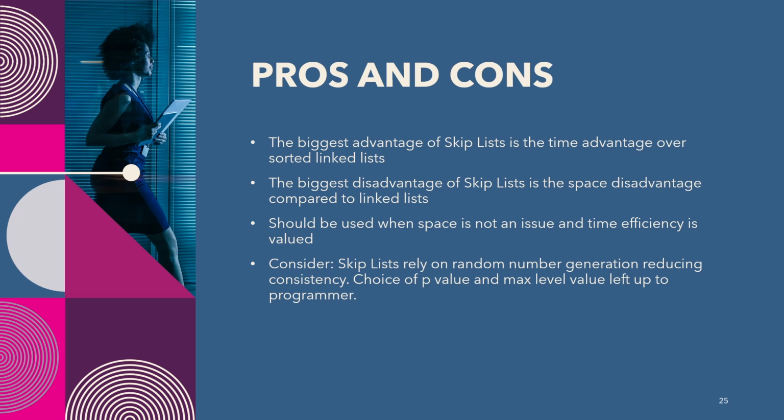Apart from that, some things to consider about the implementation of skip lists is that it relies on random number generation when deciding how many levels to insert a node into. So it's not going to be consistent, and we saw that with our complexity calculations where the average case was different than the worst case because of that. And some other things to consider is that the p-value and the max value are up to the programmer to decide, so implementations may vary on that.